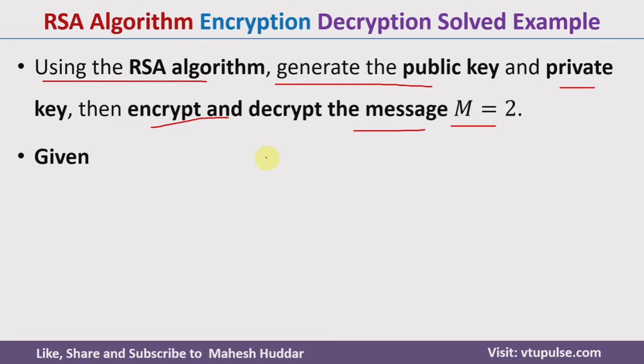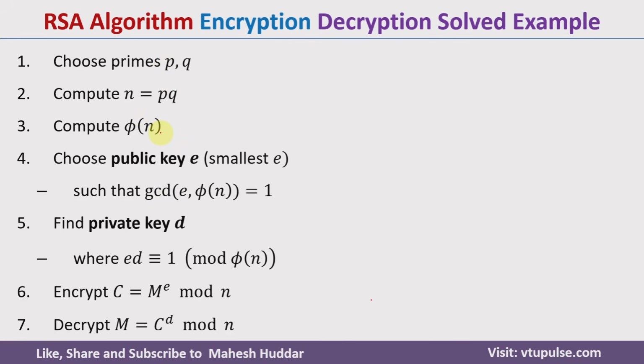In this case, we have been given two prime numbers, that is p is equal to 3 and q is equal to 11. These are the steps used in the RSA algorithm. We will apply these steps to the given problem and encrypt and decrypt the given message.